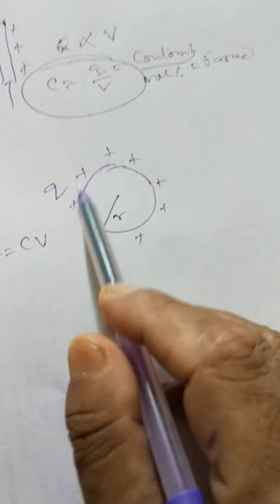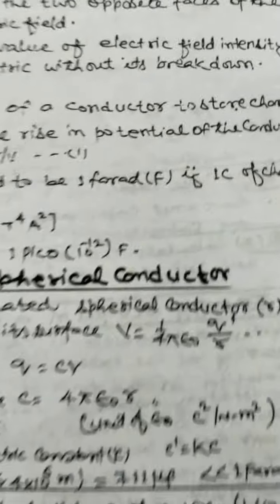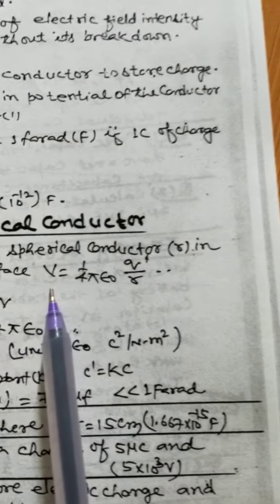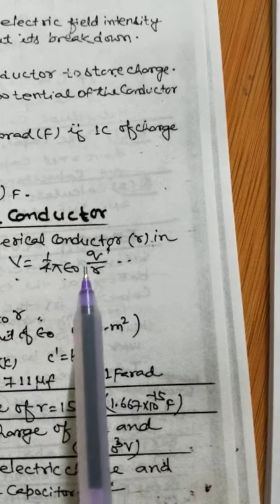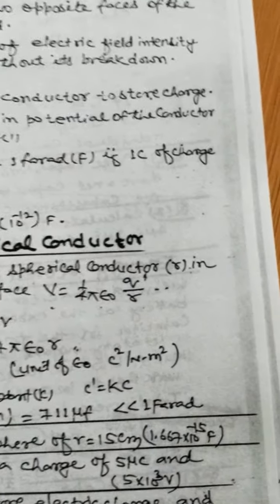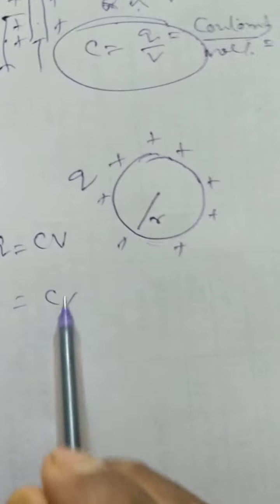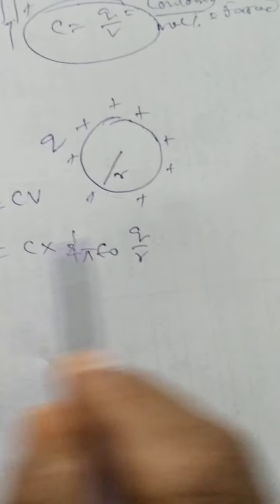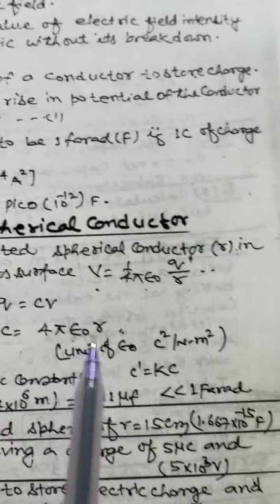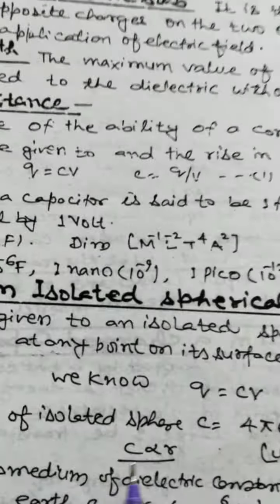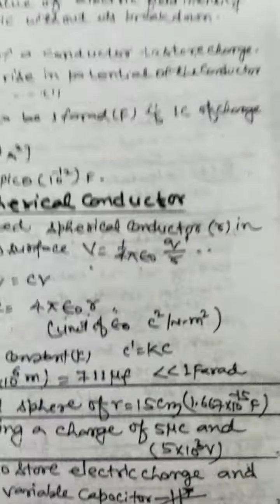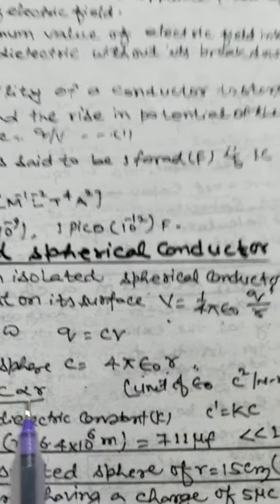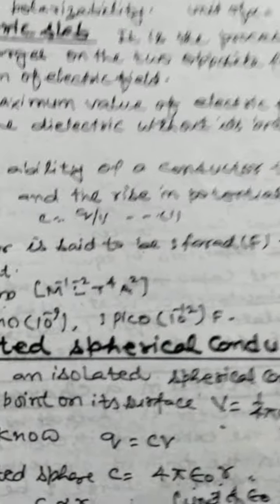Then what is the potential at the surface of the spherical conductor? The potential at the surface is V is equal to 1 by 4 pi epsilon naught Q by R. When I put this value here, the Q cancels. Then C is equal to 4 pi epsilon naught R. This is the capacitance of an isolated sphere, and C is proportional to R. This is for a single conductor.